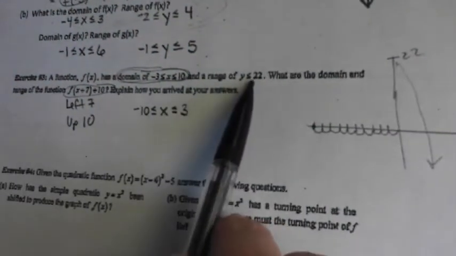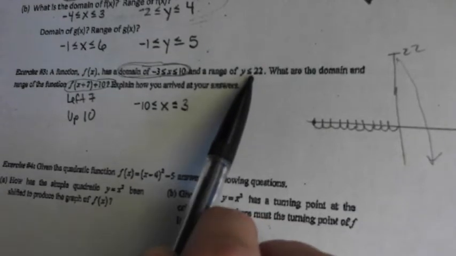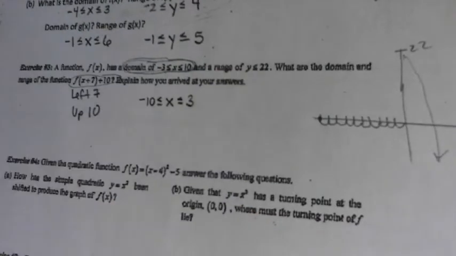And so how would that fix your range? Ann? Oh, Ann's not here anymore. Sorry. Alexa. Y is less than or equal to 32. Very good.